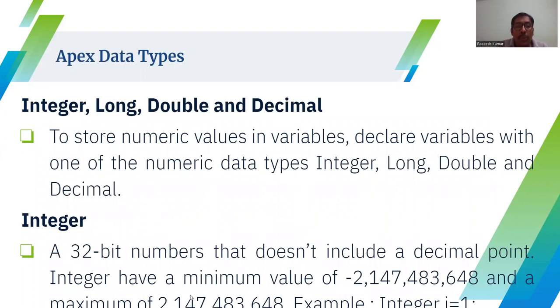Got it? Now come to integer, long, double, and decimal. We store the values in variables declared with one of the numeric data types, like integer, long, double, and decimal. Integer data type is a 32-bit number that does not include a decimal point. It's a whole number. Its range is minus 2147 to plus 2147. An example is Integer i = 1, and so on.